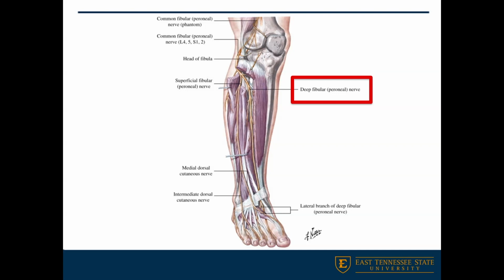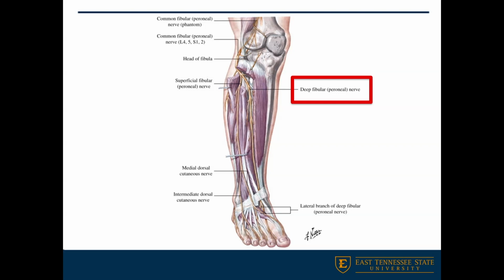We have the deep fibular nerve. For your purposes, you'll want to know that this contains spinal segments L4, L5, S1, and S2. We won't get any more specific than that. It is one of the 2 terminal branches of the common fibular nerve. You can see the branching happening here. It arises between the fibularis longus muscle and the neck of the fibula.